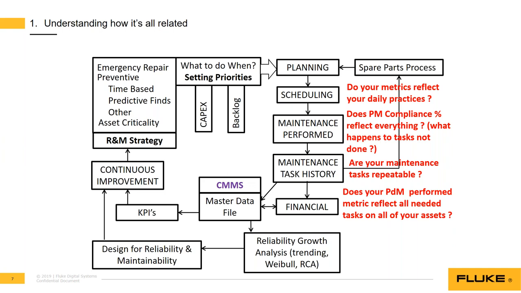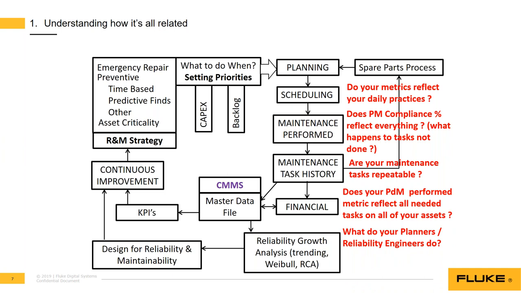So what you're telling me, what's on the wall, is that you're doing 95% PM compliance on 30% of your assets, and the other 70% are not getting hardly anything. They said, well, that's correct. And I said, well, your plant manager doesn't know that, and it's unfortunate how many times I go through that scenario.